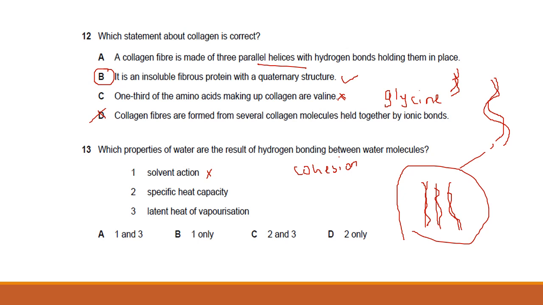When water is acting as a solvent, it's because its molecules separate from each other and interact with the molecules of whatever you're trying to dissolve in it. So it could be a sugar, it could be salts, it could be any kind of compound at all that is water soluble. So I wouldn't pick solvent action as the answer. Specific heat capacity, yes, because the water molecules stick to each other, they're able to hold on to heat a little bit longer. Latent heat of vaporization, I would also say that's true, because the water molecules are sticking to each other, so it takes a lot of energy to vaporize water. So in that case, 2 and 3 are the answers, and so the option is C.